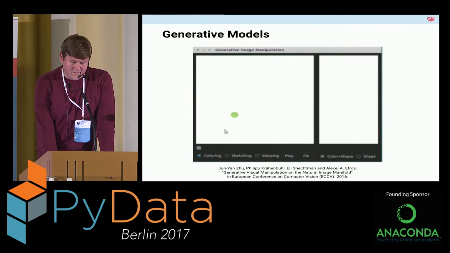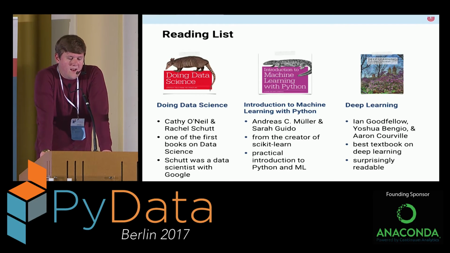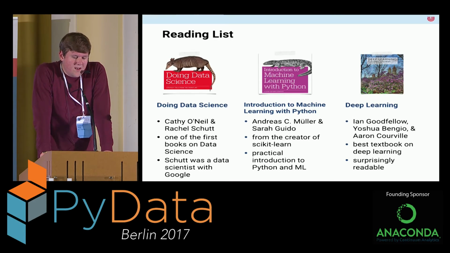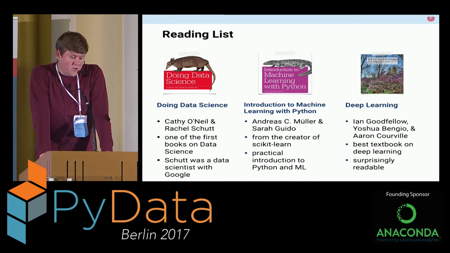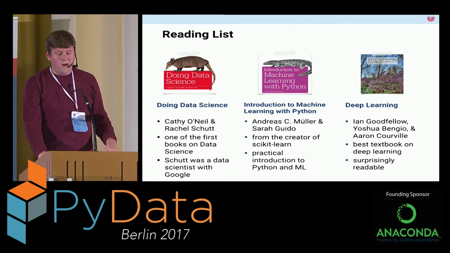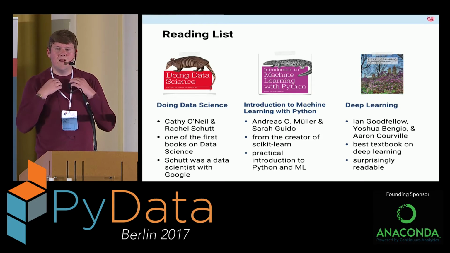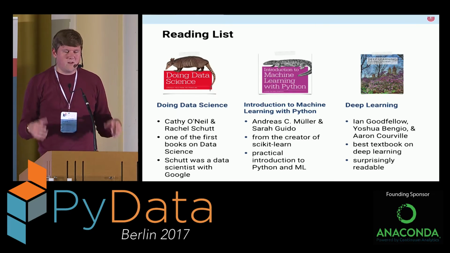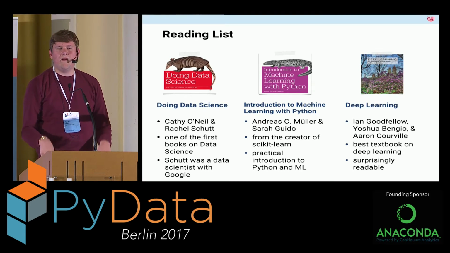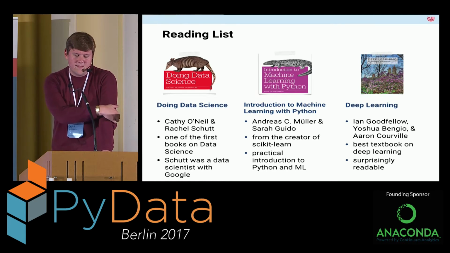So if you want to get into this, I have 3 recommendations for books. The Cathy O'Neil, Rachel Schutt book is very nice. It was one of the first books on data science, mostly conceptual. It gives you a very nice overview about defining data science, because everybody's talking about it, but it's relatively new, and we as a community don't really have a good idea what is data science and what's not. So I really like that as a start.